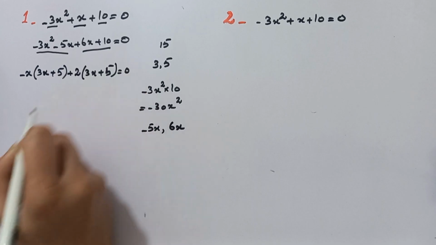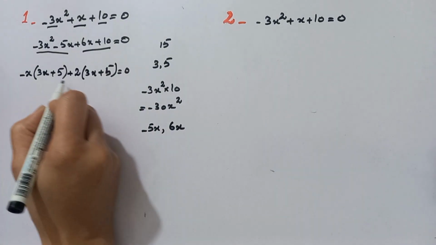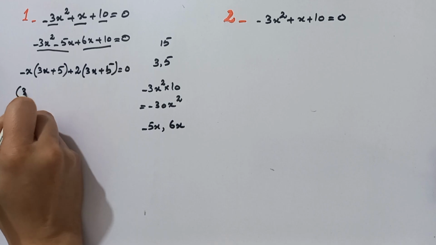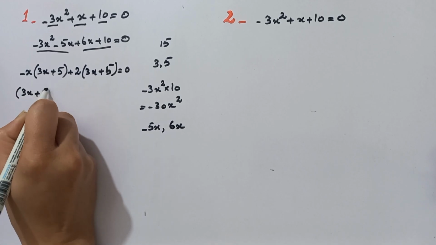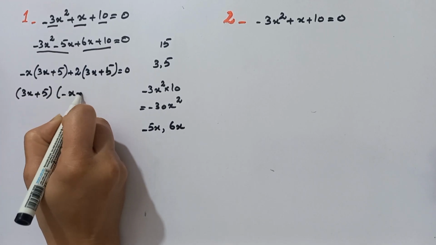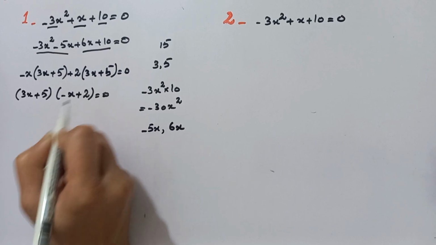3x plus 5. Okay, now again 3x plus 5 is common. So we take it as common, and we are left with minus x plus 2 equal to 0.